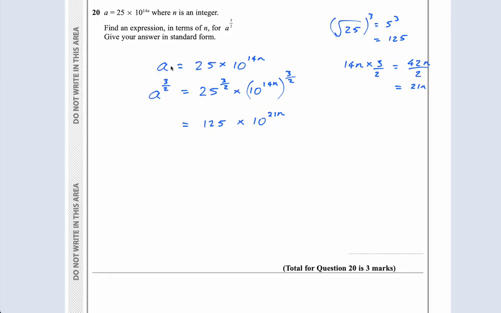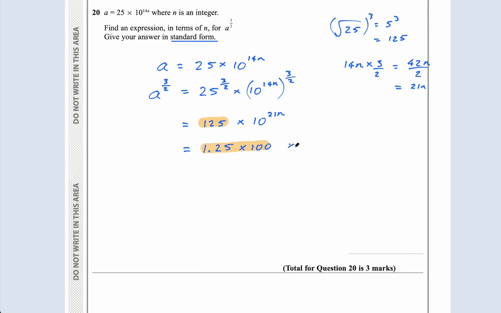Okay, so this is it, but it says give your answer in standard form. So that's no good, because the first number has to be between 1 and 10. So this has to become 1.25. Now, if I make this into 1.25, I'm essentially dividing by 100, because 125 divided by 100 is this. So I can't just divide by 100 without multiplying by 100. So 125 is actually 1.25 times 100. That is that. It is the same thing. This is the same as this.